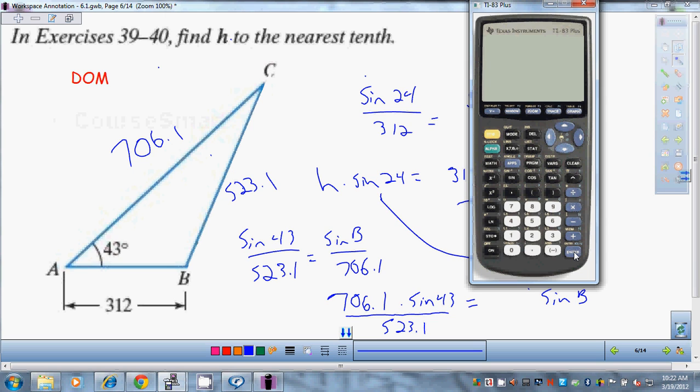Okay. Now, what is an angle that has a sine value of radical 3 over 2? I just want the degree that has a sine of radical 3 over 2. What is it? 270.